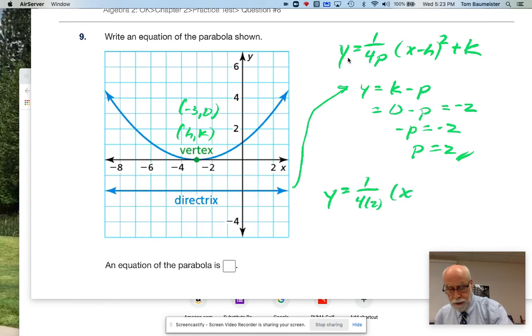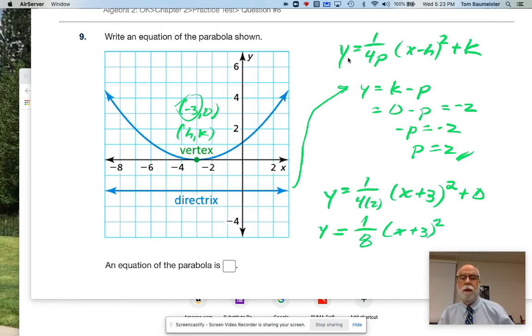Then we have x. Again, the easiest way to think about it, you have a -3 there. So just take the opposite of it. And then we have plus k, which is 0. So to simplify that, I'm going to say 1 over 8. And I have x plus 3 squared. And then I'm done. All right?